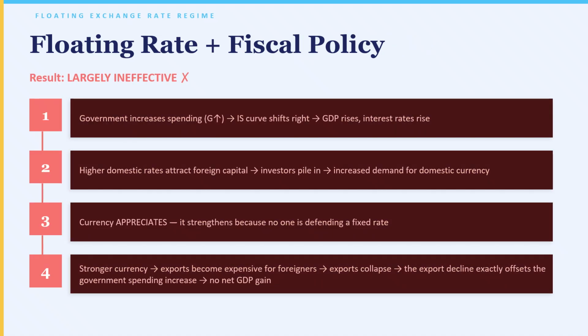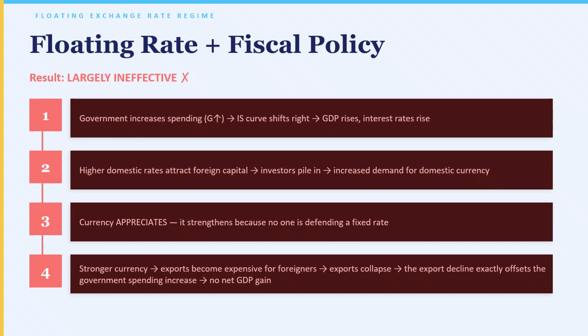Last combination, the floating rate fiscal policy. This one is the most counterintuitive of them all to me. The government spends more, and IS will shift right, and the GDP and rates start to rise. The higher rates attract capital inflow because investors love higher returns, and all that incoming capital increases demand for the domestic currency, and with no peg to defend, the currency appreciates and it strengthens freely.